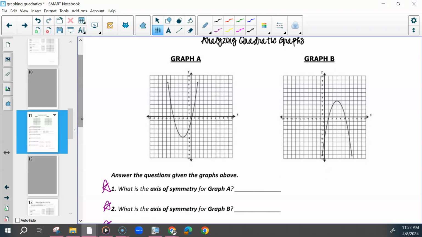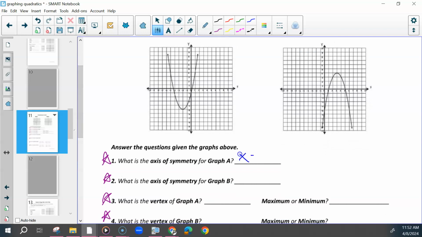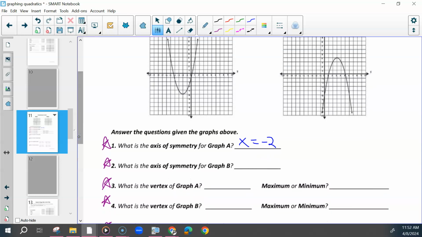So this is a lot of comparing. Look at graph A. Find the line that would cut that down the middle, that would split it in half. What is the axis of symmetry for graph A? X equals -2 for graph A, and then graph B, x equals 3. Make sure you're putting x equals, otherwise it's not an equation.